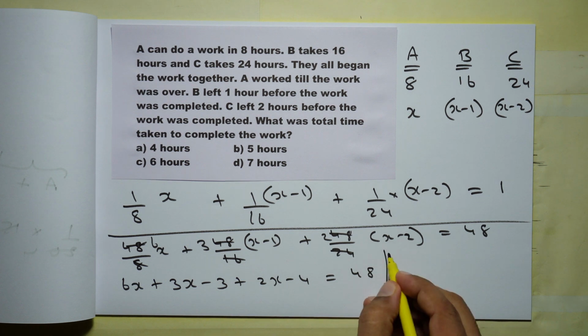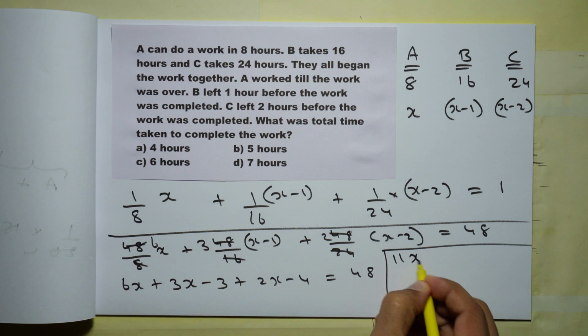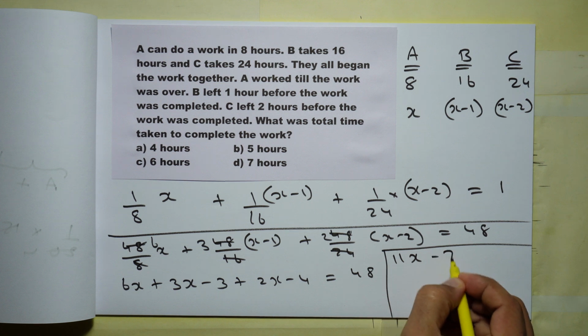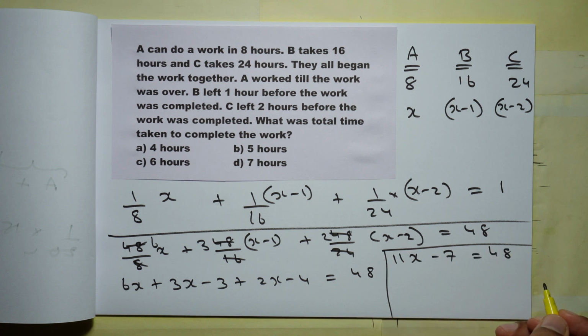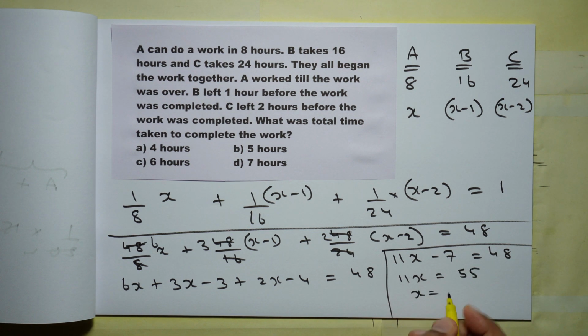So we just need to solve this equation. 6x plus 3x gives you 9x. 9x plus 2x gives you 11x. Minus 3 minus 4, that is minus 7, that is equal to 48. So 11x is equal to 48 plus 7 gives you 55, or x is equal to 55 by 11 gives you 5.